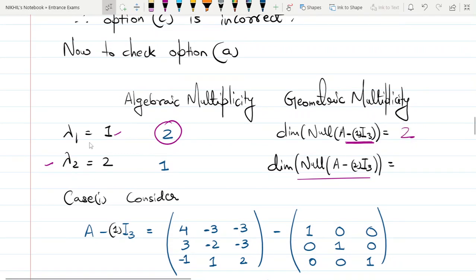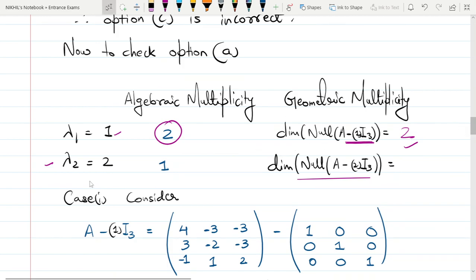So our first requirement is met, that is, the algebraic multiplicity of the eigenvalue lambda 1 equal to 1 is 2, which is the same as its geometric multiplicity, which means that for lambda 1 equal to 1 there exist two eigenvectors. This 2 means there exist two eigenvectors V1 and V2 corresponding to the eigenvalue lambda 1.